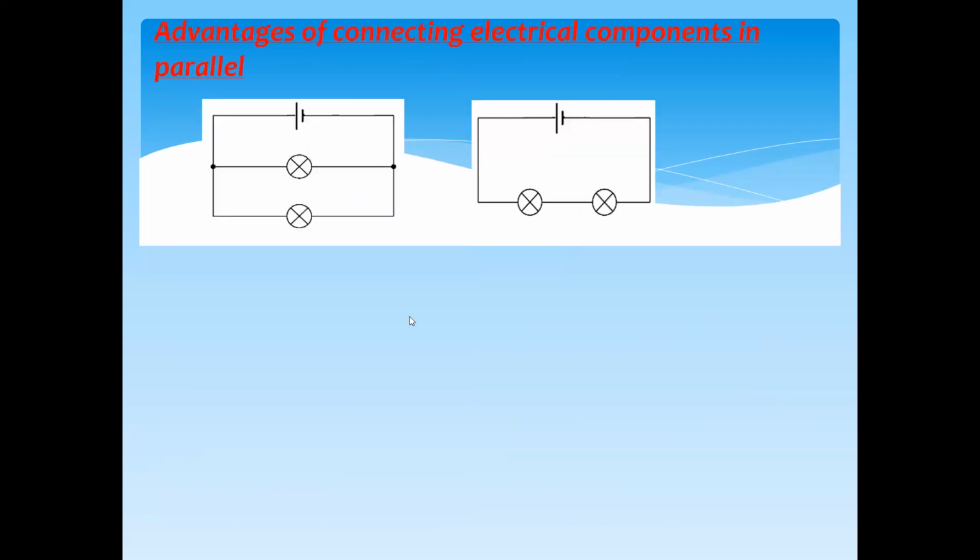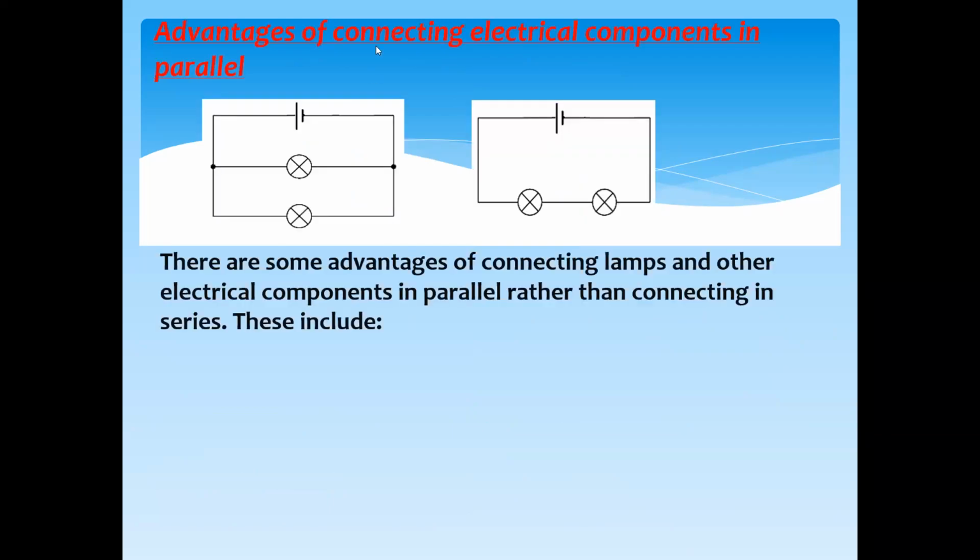Then what are the advantages of connecting components in parallel compared to in series? In parallel, for example, if these lamps need 240 volts, and we connect them to 240 volts, they all receive the same voltage. But when we connect them in series, the voltage will divide. So this will be 120 and this will also be 120. So the advantage of connecting them in parallel is that they all receive the same voltage.